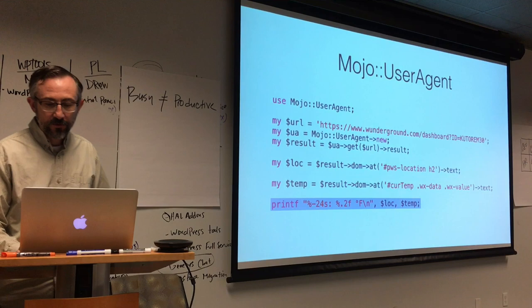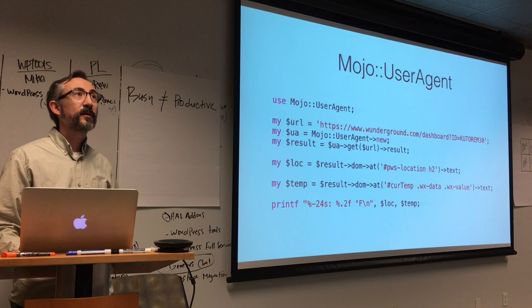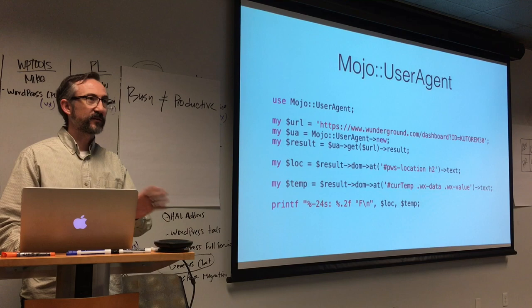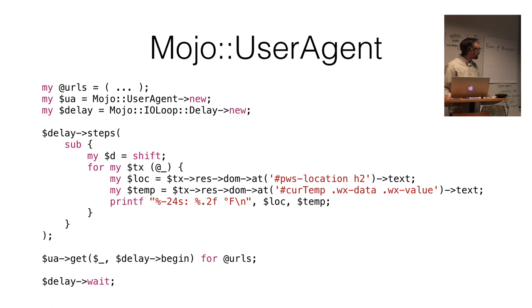So that's nice. You get the DOM and the JSON built into it. The primary differentiator, I would say, between Mojo user agent and almost all other user agents, with some exceptions that we can talk about later if you like, is its non-blocking capabilities. I'll apologize in advance. This may be unfamiliar syntax if you've never dealt with non-blocking code before.